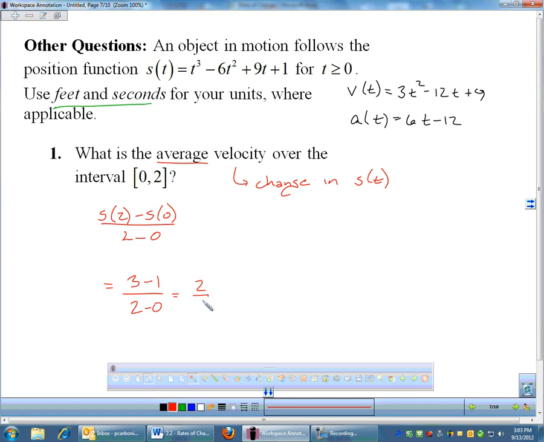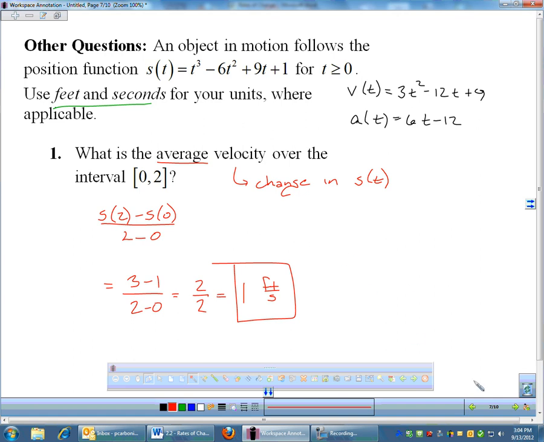3 minus 1 is 2. 2 minus 0 is 2. 2 divided by 2 is 1. So my average velocity over that interval would be 1, and my units are feet per second. Always include units. You will lose points if you do not put units. So there is average velocity.